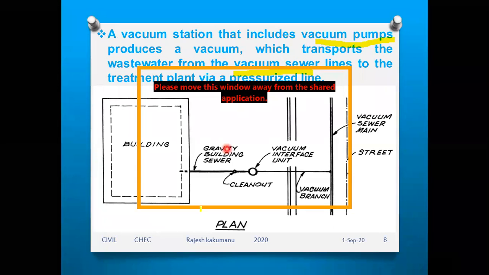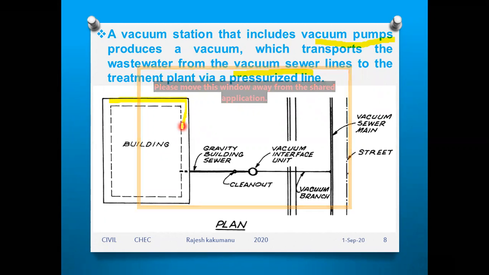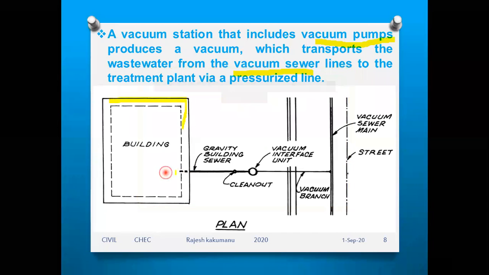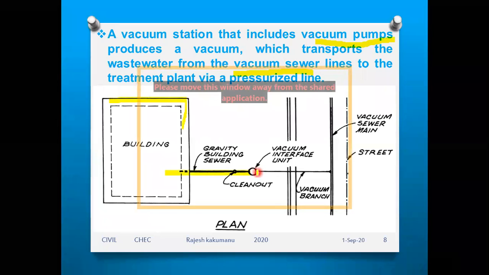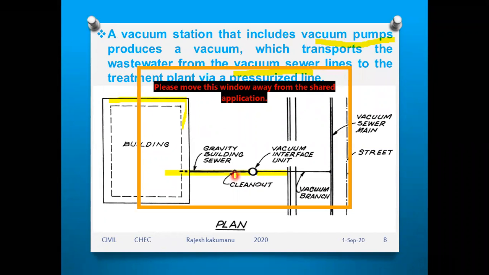Now see, if you see the plan here, for example this is a building, this is a top view of the building that you are seeing. So through gravity, this is the sewer pipeline. Okay, so this is a road, this is a street that you are seeing. Now the clean out is the appurtenances. We mentioned clean out earlier in accessories, appurtenances, right? So the vacuum interface unit, this is also an appurtenance.